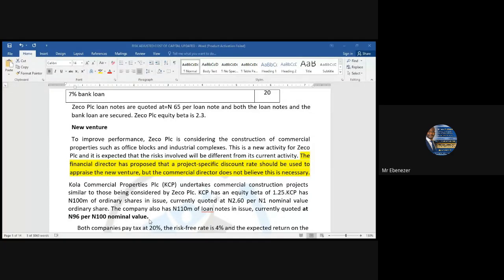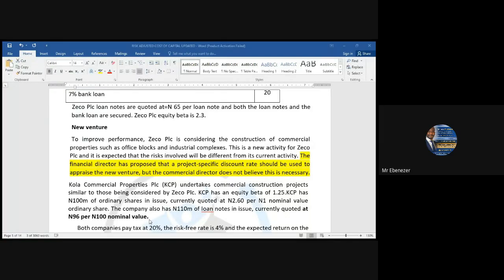Commercial property. Now, they are diversifying. So that should come to your mind that there's a purchase specific cost of capital, even from the required of the question. So when you read the required, the second thing that should come to your mind after that is, what are the steps?